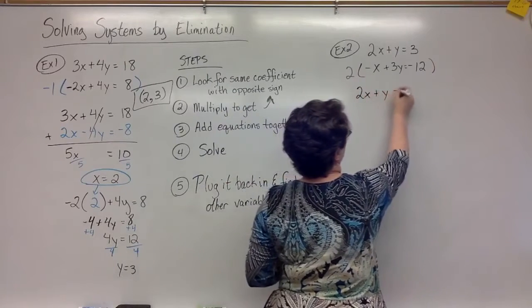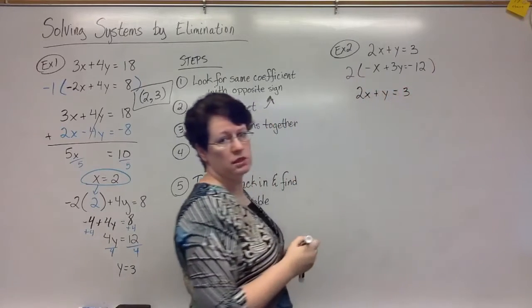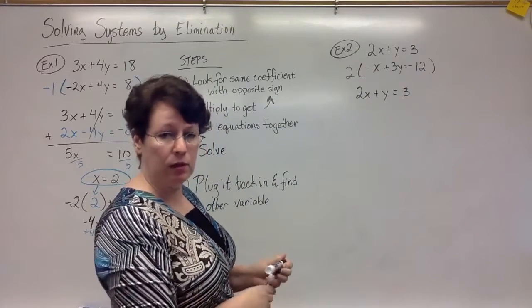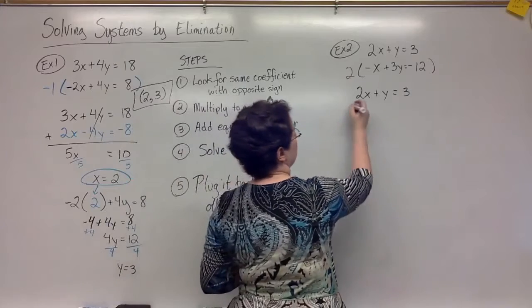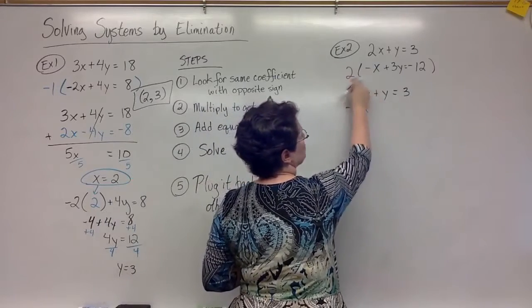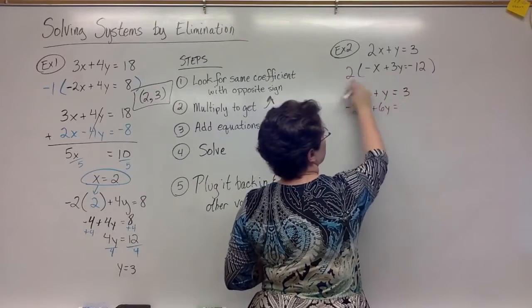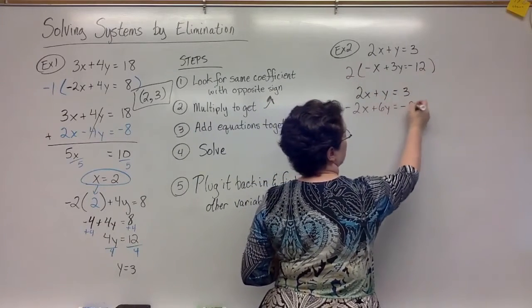2x plus y equals 3. No big deal. Now we're going to multiply by that 2 and write the bottom equation down. So I have -2x. 2 times 3 plus 6y. 2 times -12, -24.